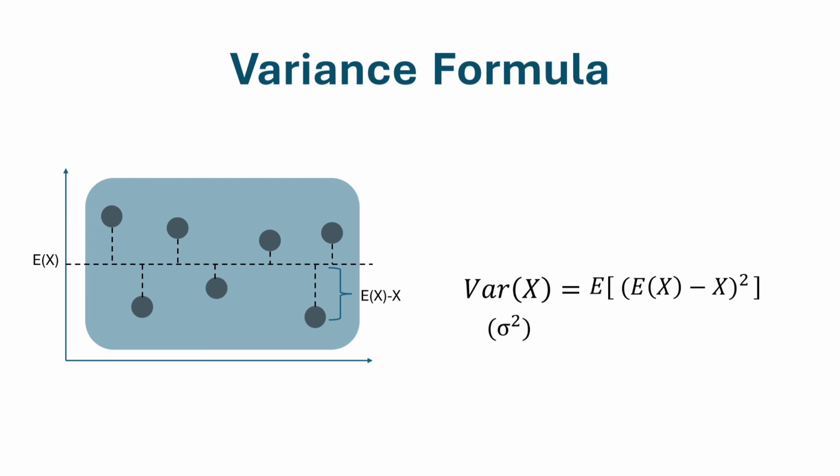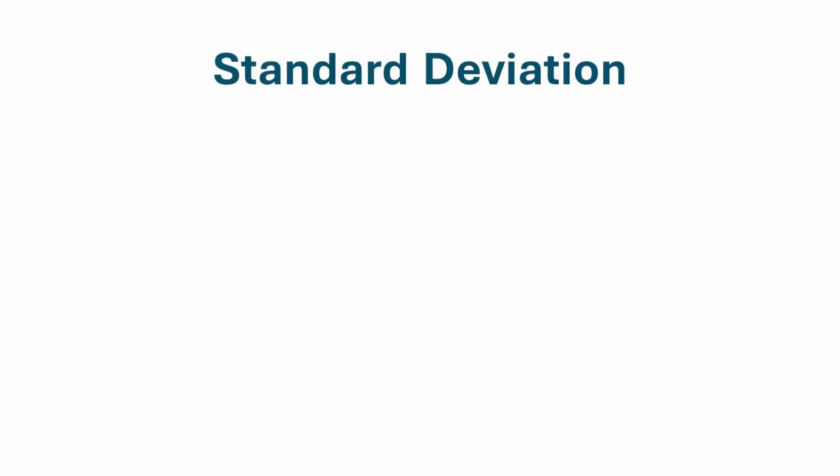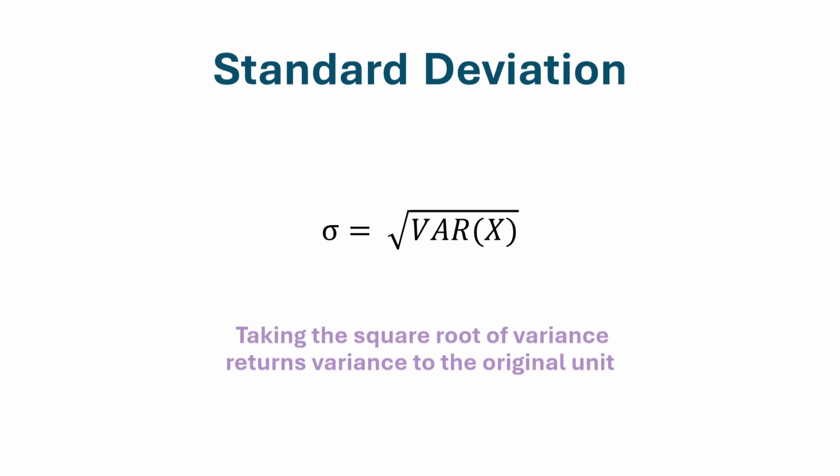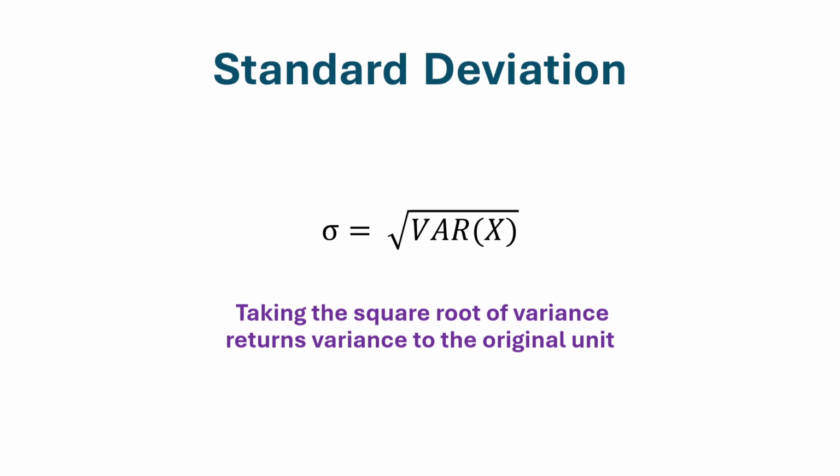Okay, now that we know variance measures how spread out returns are, there is one small problem. Variance is expressed in squared units. That makes it harder to interpret directly, so we take the square root of variance. This gives us standard deviation, which comes back to the original unit of the data. In finance, when we ask how risky this stock is, we're talking about this number, the standard deviation of a stock's return.